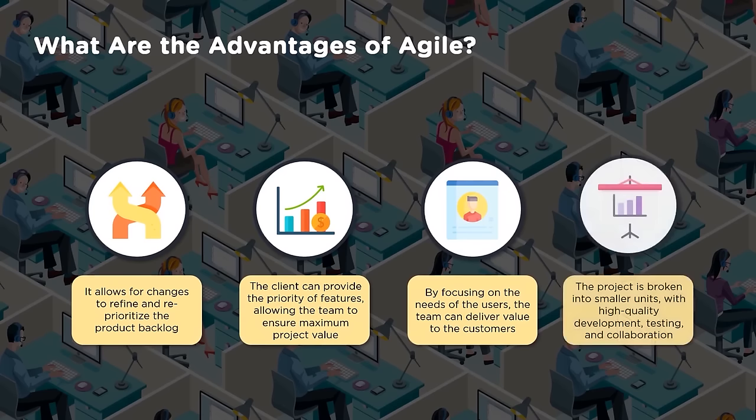So then the project is broken into smaller units with high quality development, testing and collaboration, because you have that flexibility. Since you have better visibility, you are able to do this, and you move one by one, iteration by iteration, you progress further. So those were the advantages of adopting Agile.